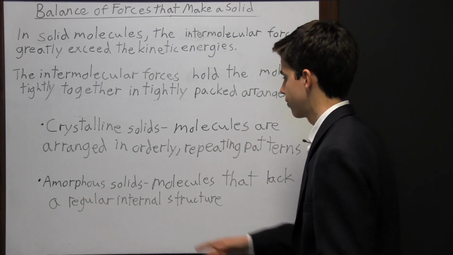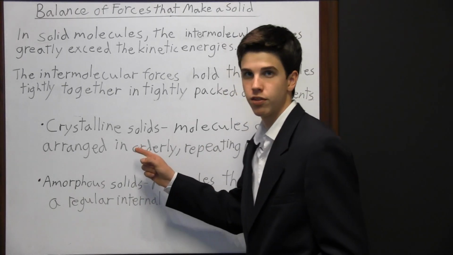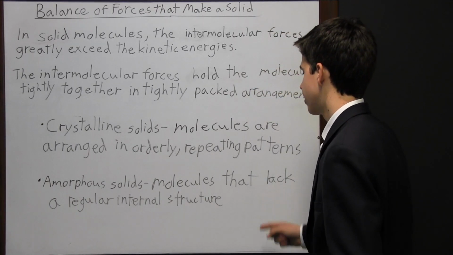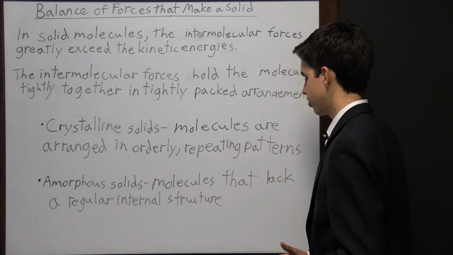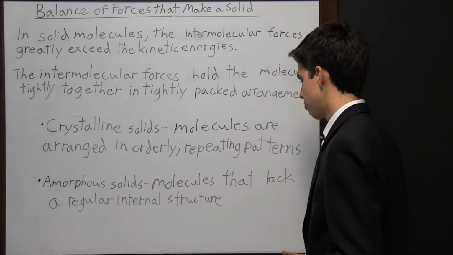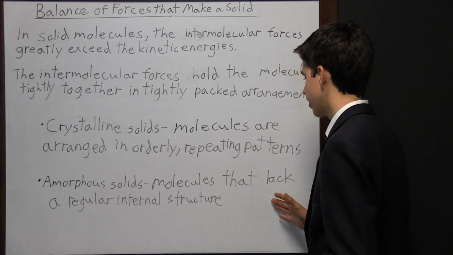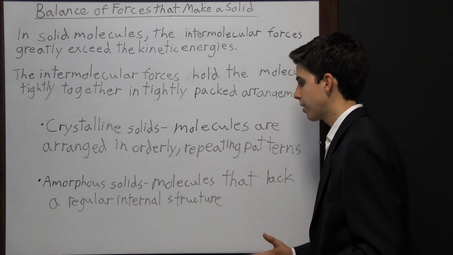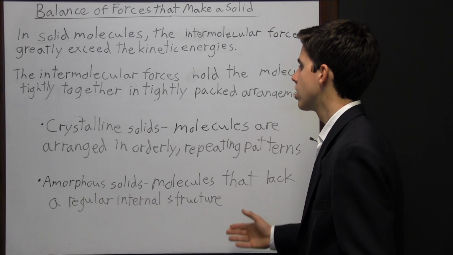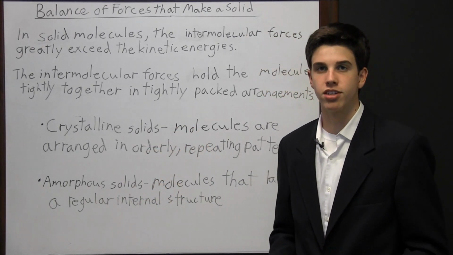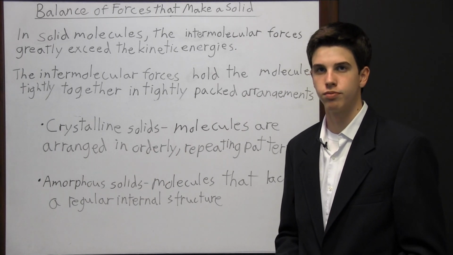Then there's also amorphous solids, which are basically the opposite of crystalline solids. Here, the molecules lack a regular internal structure. There's no sequence to it. And these molecules are more like supercooled fluids, and the molecules have been permanently frozen. An example here would be glass or rubber. So these are the two main categories of arrangements that shapes can fall into.